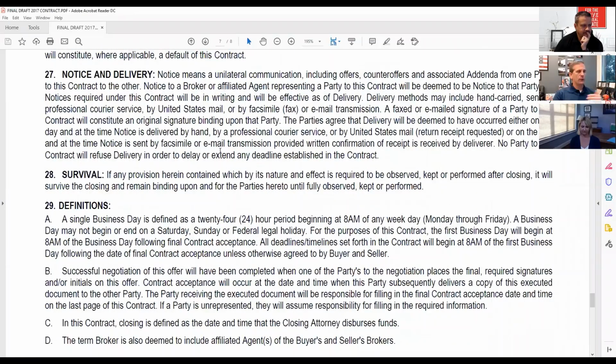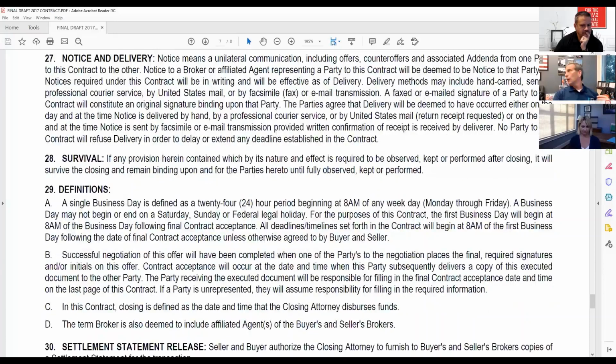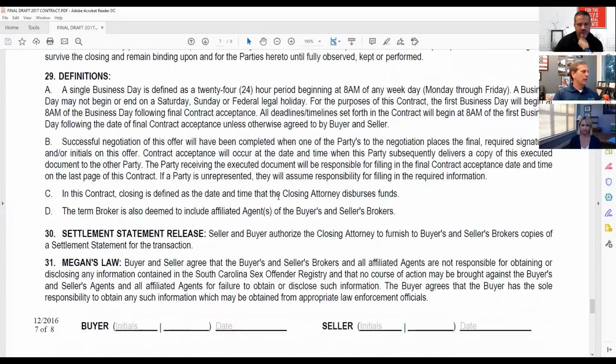All right, notice delivery. It talks about the different ways that we can deliver property, or you can deliver notices. Survival, if anything under the contract is deemed illegal or improper, the rest of the contract does survive. The last couple of parts here.